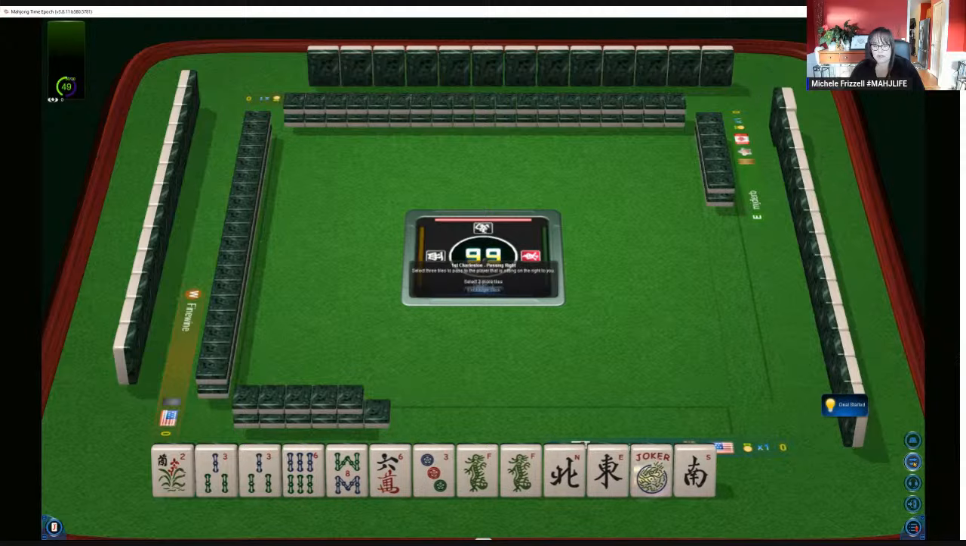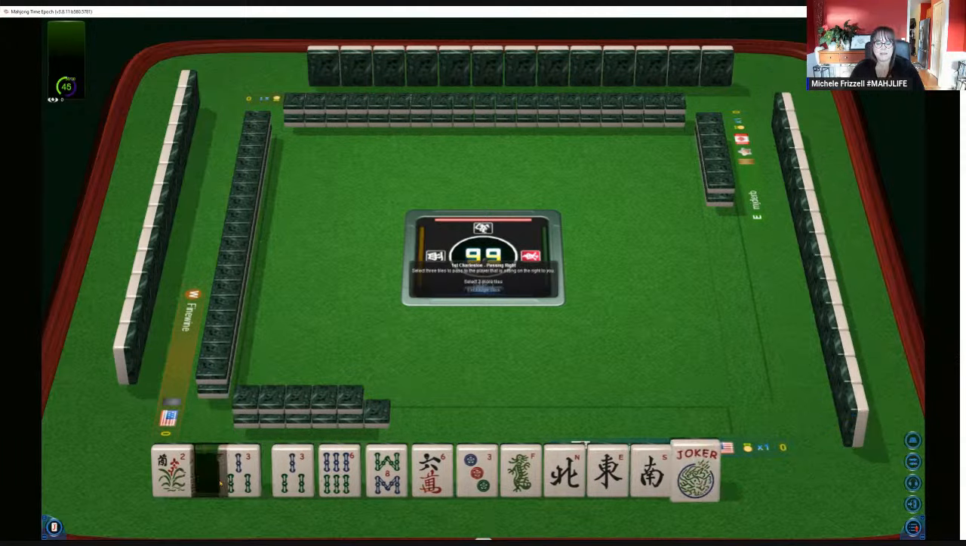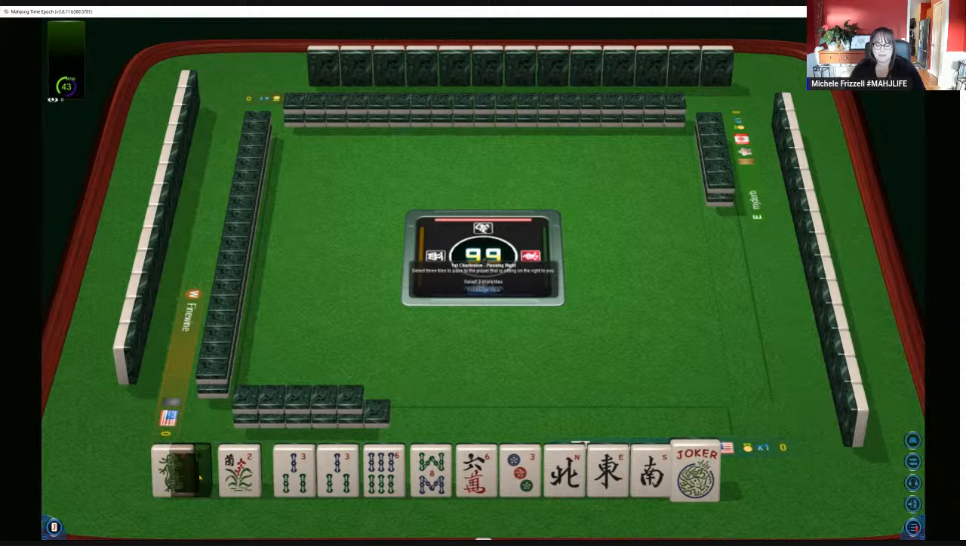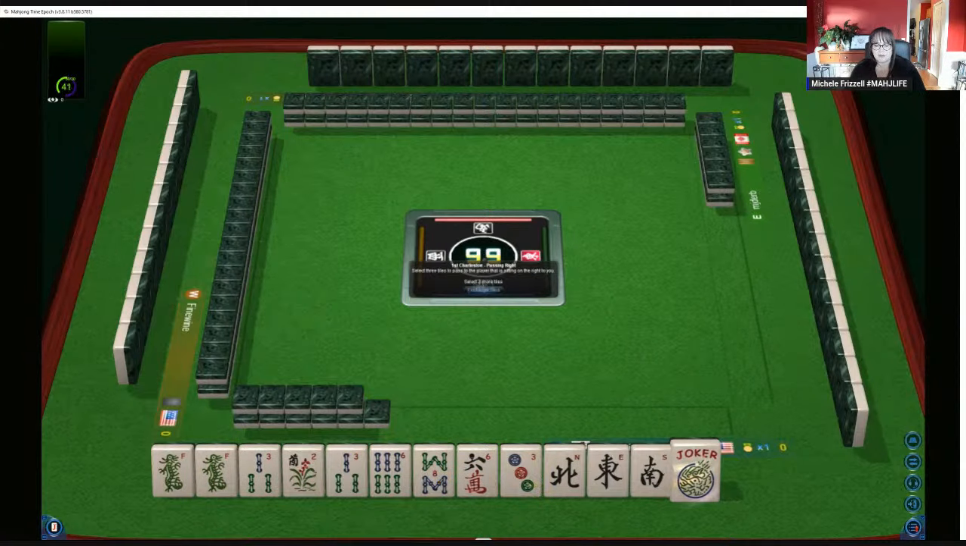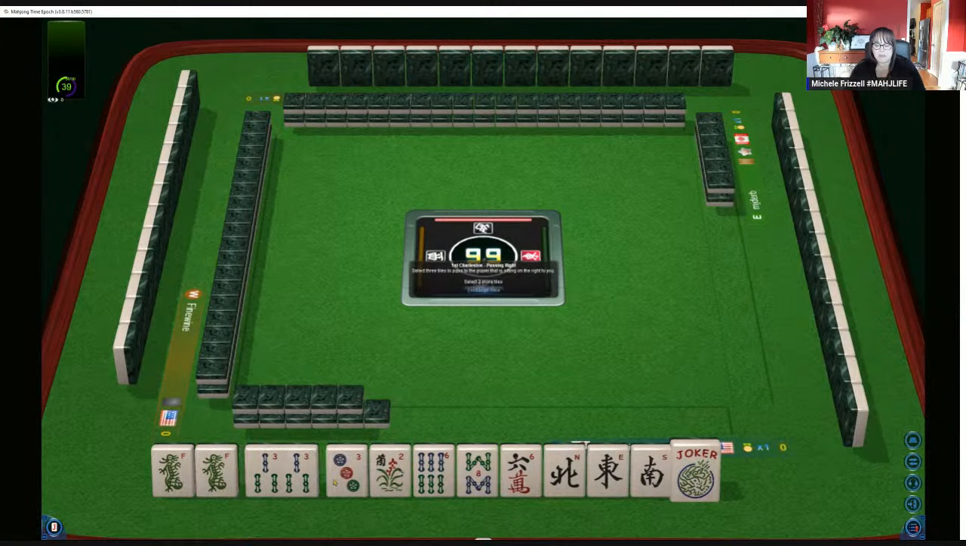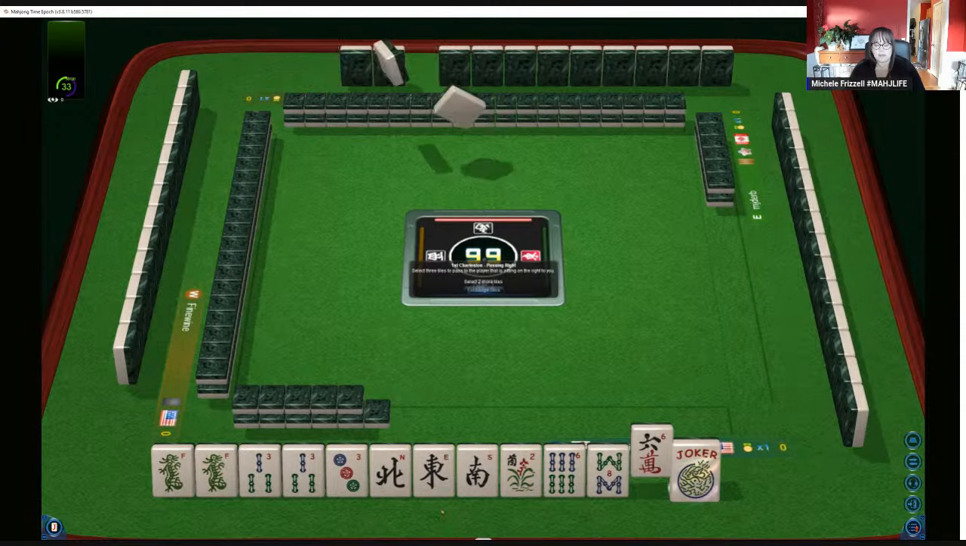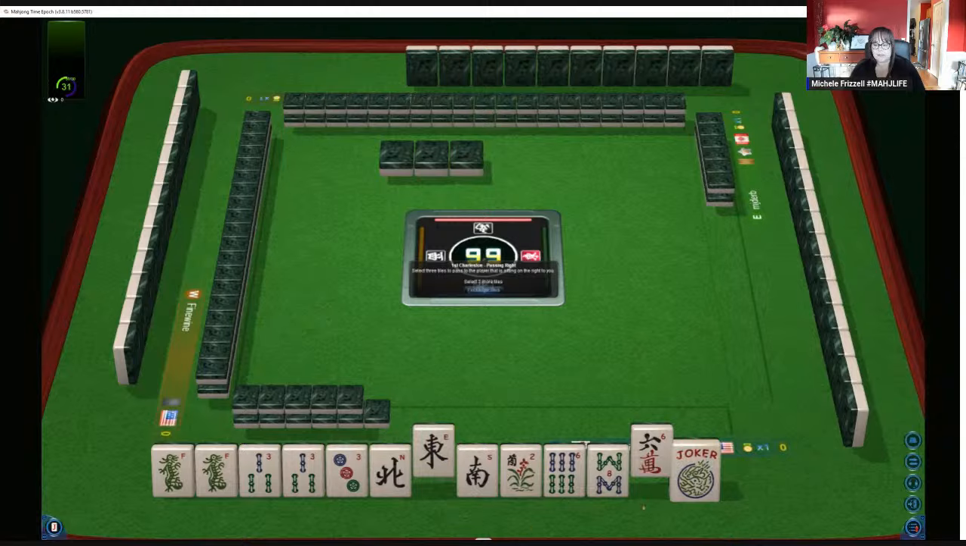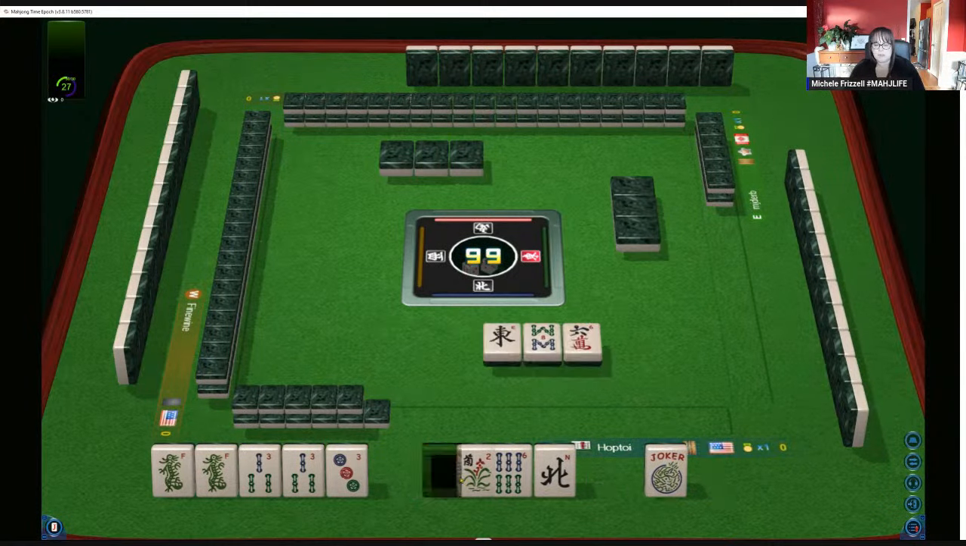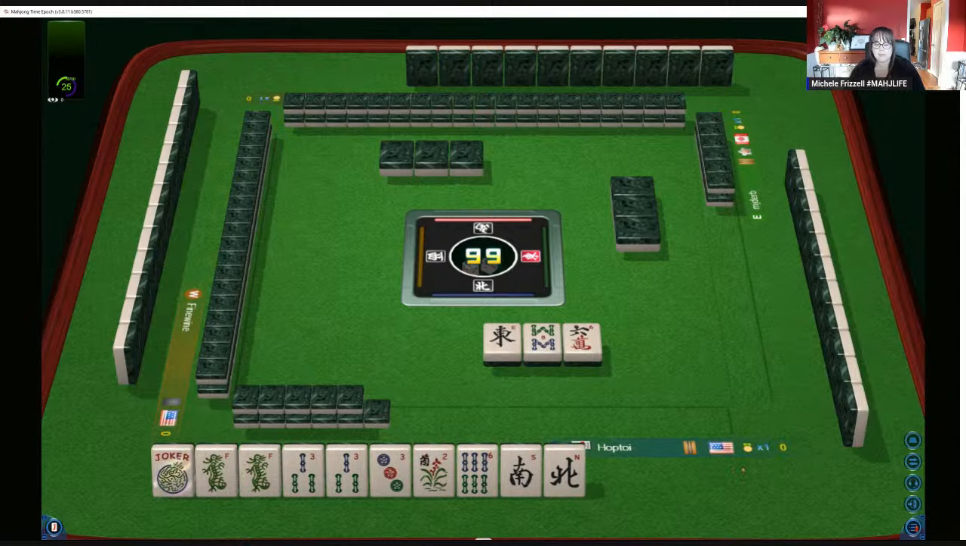We have a pair of green dragons and a pair of three bams. What in the heck? Okay, let's see if we can... Look, it's almost like we're playing the same hand. How did that happen? All right, let's maybe keep... Well, no, we're not going to keep wins. Maybe like numbers with threes. This almost looks like the same hand.